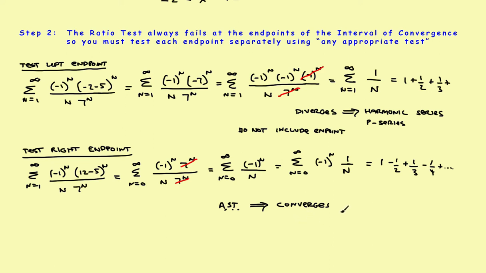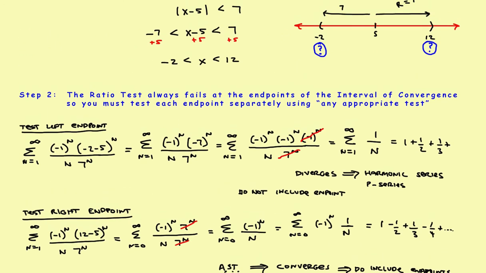And the fact that it converges tells you that you do include the endpoint. So I'll include the endpoint on this. So you don't include the left endpoint, and you do include the right endpoint. So again, test each endpoint separately.